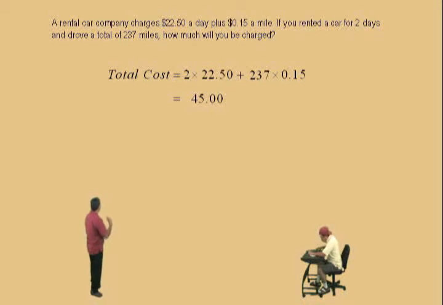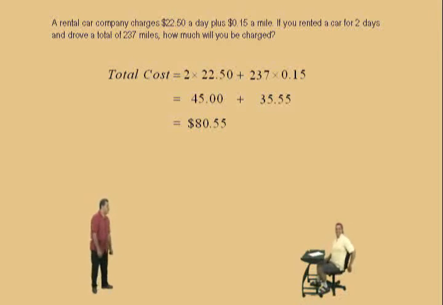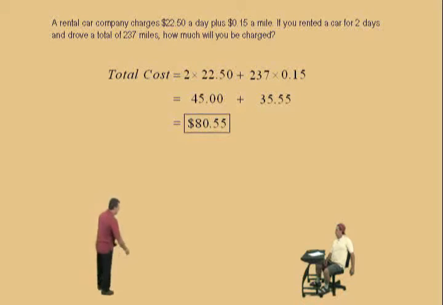So 45.00 means $45 exact, right? Plus, now 237 times 15 cents gives us how much, Charlie? 35.55, which is $35.55. Notice both our decimals are to the nearest hundredths because we're talking about dollars, right? All right, Charlie, now, what's $45 plus $35.55? $80.55. That's your total amount. That's how much you're going to be charged, right? All right, Charlie, you got that one.